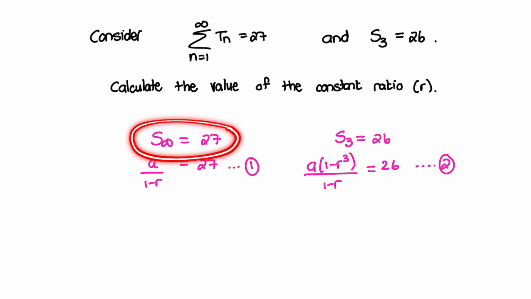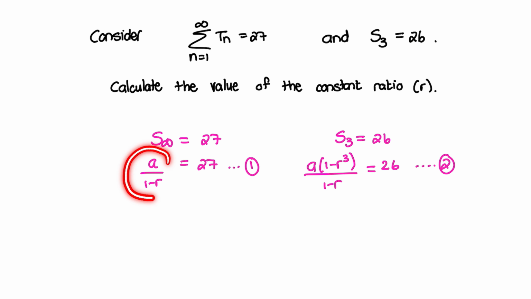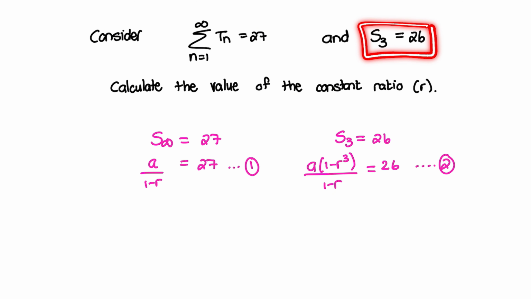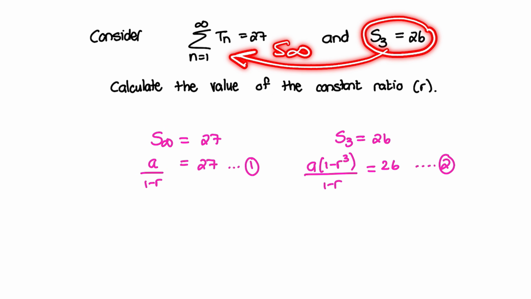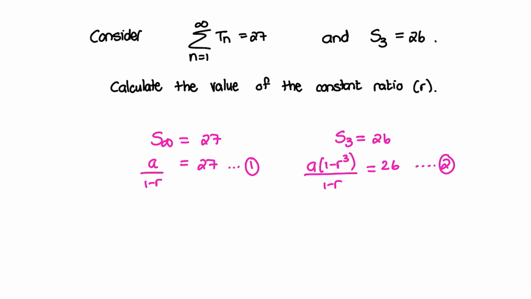As I explained, the sigma notation represents the sum to infinity. And on your formula sheet, you can find the sum to infinity is equal to a divided by 1 minus r. And we know that this is equal to 27. Next, we know that S3, or the sum of the first 3 terms, is equal to 26. So this S3 is referring to this sum to infinity. So we know that the ratio in these two expressions would be the same.